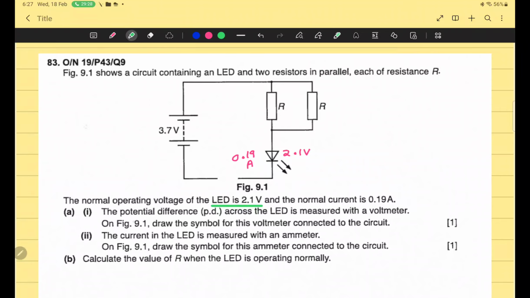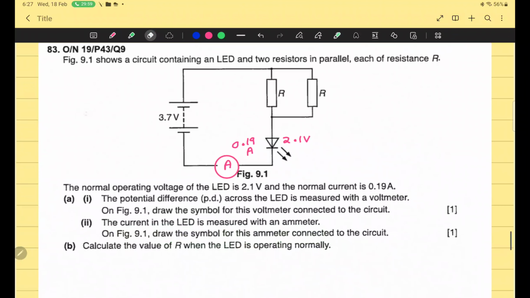And now the question is, the potential difference across LED is measured with a voltmeter. Draw the symbol of voltmeter. I am not connecting because we have connected in the last question. The current in the LED is measured with an ammeter. Draw the symbol of ammeter. And we did not connect the ammeter in the last question, so I am connecting the ammeter here. The ammeter is connected in series.